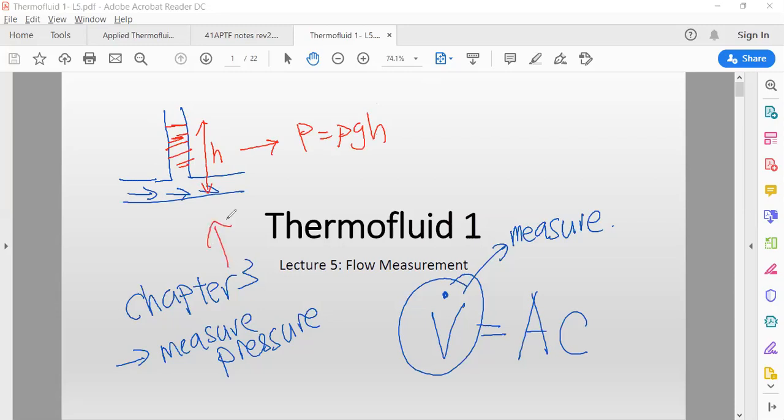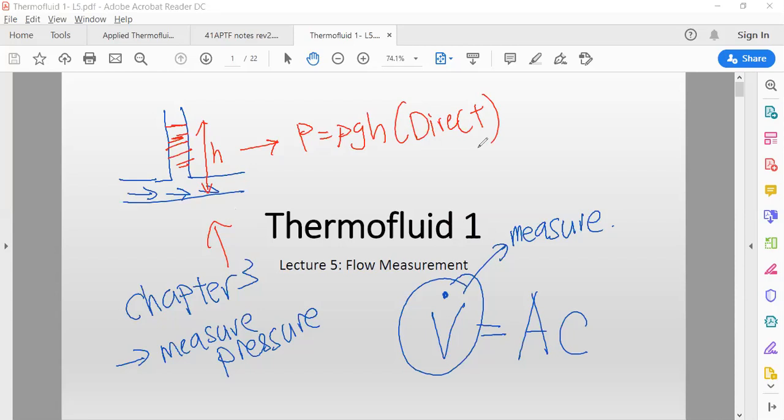We actually measured pressure. For pressure measurement, what we call this is a direct measurement, because we can measure the pressure directly through observation. In this case, we can determine the pressure based on observation of the height.